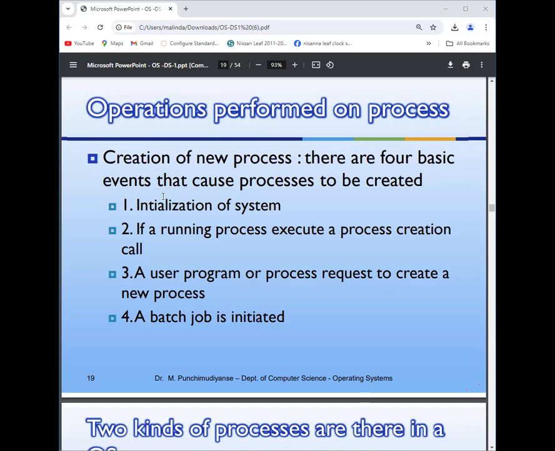So this is the creation of a new process. When I ask you in the examination, when can a process be created, you have to give these four options. This is a theoretical question that has been asked for several years. I can't say this time also I am asking, but this is a possible examination question.